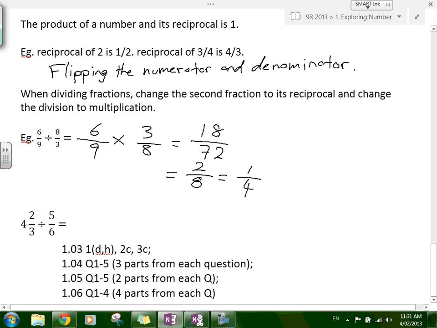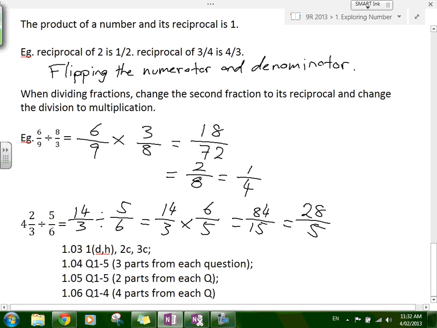This one you have a mixed numeral, so we have to change it into an improper fraction. So the first step: that's going to be 14 over 3 divided by 5 over 6 equals 14 over 3 times the reciprocal, which is 6 over 5. So that equals 84 over 15. And we can simplify that, which is 28 over 5. Alright?